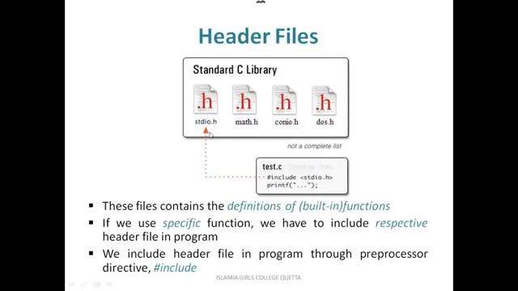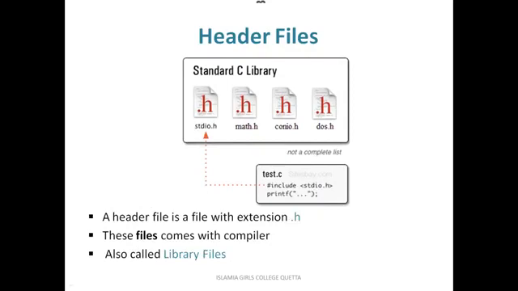Now the stdio.h contains one set of functions. Math.h contains a different set of functions. Conio.h contains a different set of functions. A header file is a file which has the extension of .h, and these files come with a compiler. Means that when you install the compiler in your computer, this piece of code will already be present with that compiler. And these header files are also called the library files.